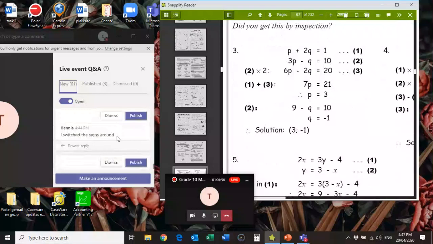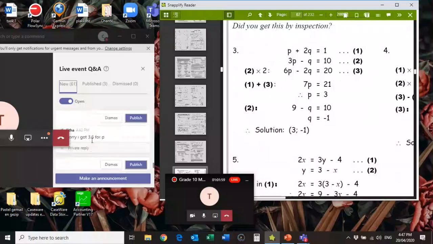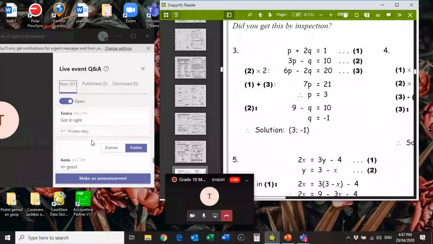Hermia, that's fine. It's okay if you switched around the signs. Just remember to do it correctly now. Okay. Are you all okay now?